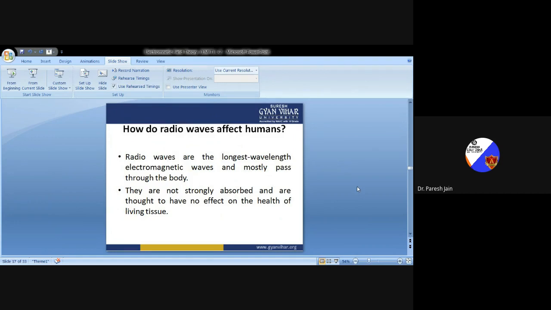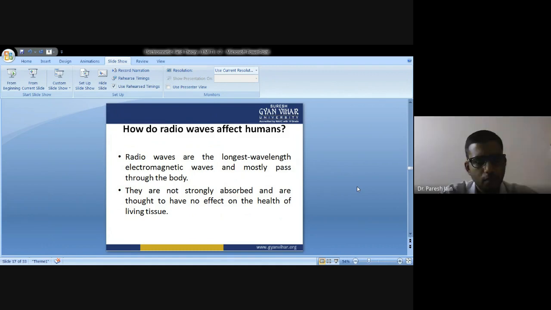How do radio waves affect humans? Radio waves are the longest wavelength electromagnetic waves and mostly pass through the body. They are not strongly absorbed and are thought to have no effect on the health of living tissues.